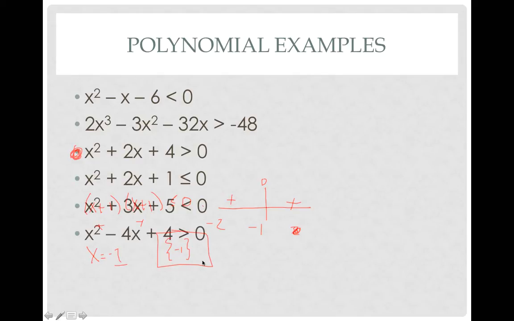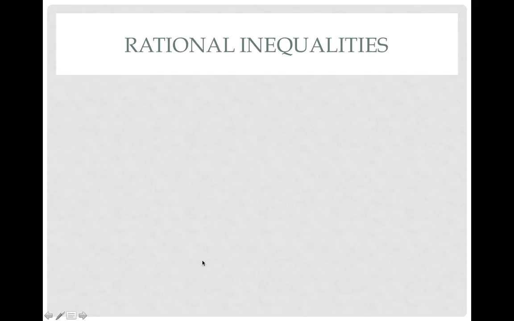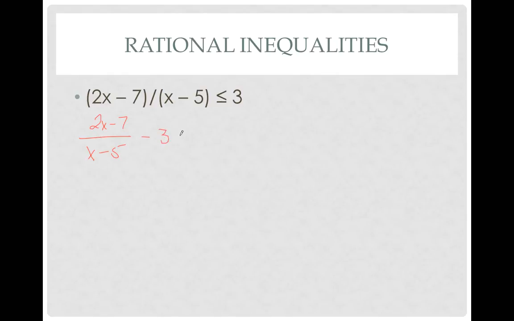All right, let's go ahead and move forward into the rational inequalities. Rational inequalities are a little bit more challenging because you have to take this and you have to subtract 3. So you have to do a lot of extra math here, but that's the only way it's going to work. So if I subtract 3, I need common denominators.